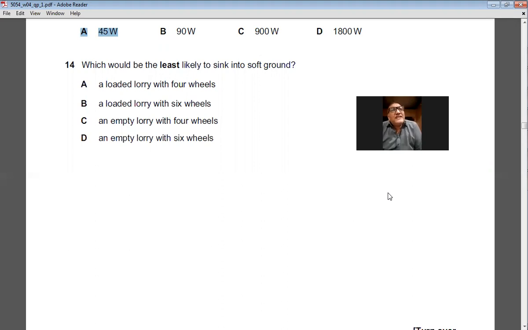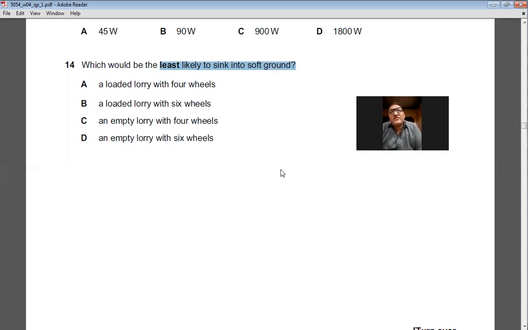Which would be the least likely to sink into the soft ground? Remember, what's the wording? Least likely. Who has the slimmest chance to sink in the ground? Which will have the least pressure on the ground? A loaded lorry with 4 wheels, a loaded lorry with 6 wheels, an empty lorry with 4 wheels, an empty lorry with 6 wheels.